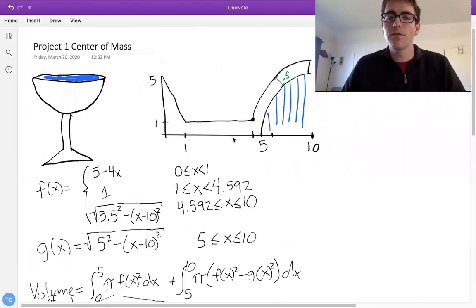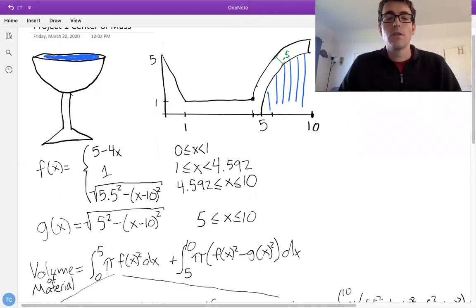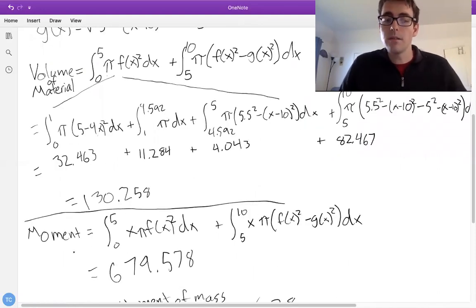What that comes from is, for a particular slice, if we want to know what the moment of mass for that slice is, it's going to be the total area times how far away it is. How far away it is is always just going to be x. So we can calculate the moment by doing the exact same calculation we did for volume, except we're going to include an x term on the inside of all of these.